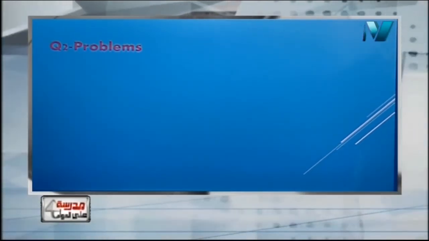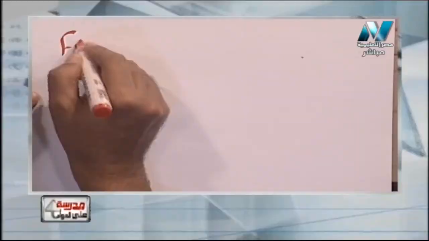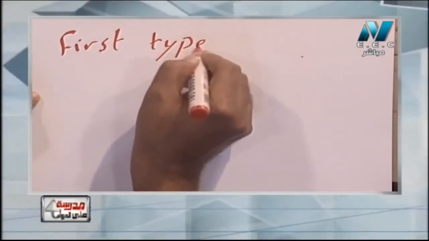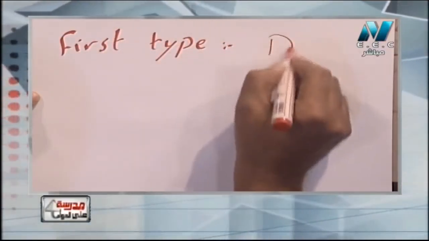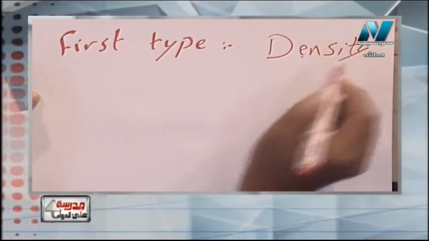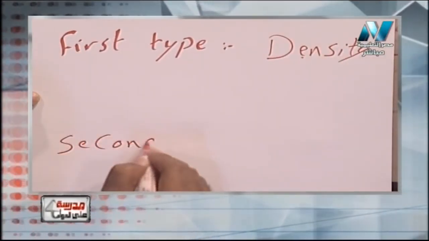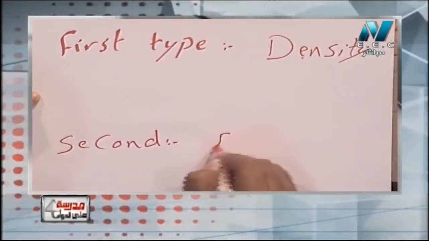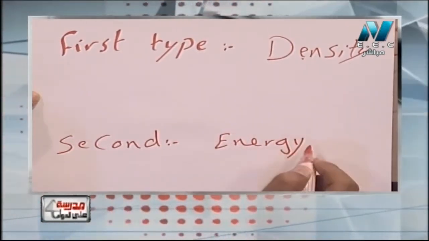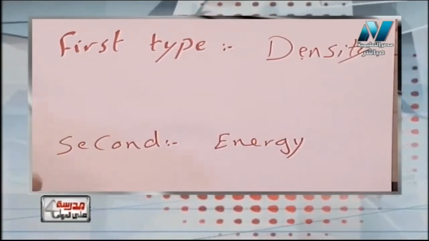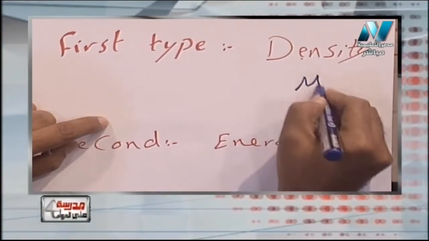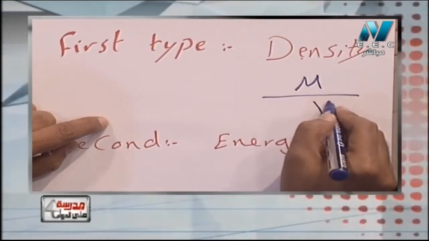Question 2, my dear students, problems. How can we answer problems? Let us see here on the board. Number 1, first type of problems, which talks about density. And second, talks about energy. First, density. What's density? It is mass of a unit volume of matter.